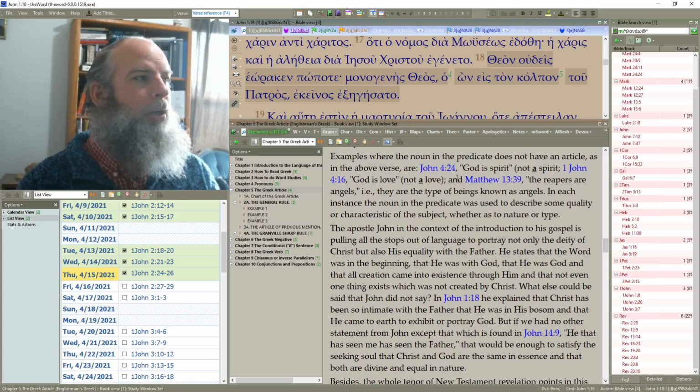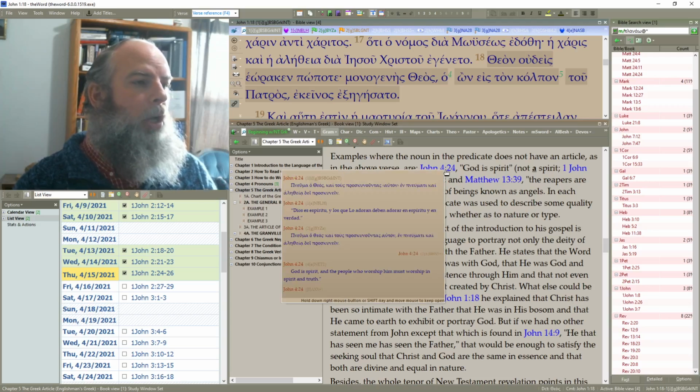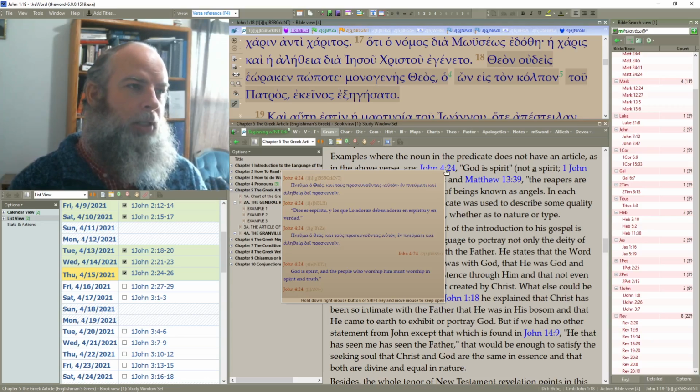Examples where the noun in the predicate does not have an article, as in the above verse, are John 4:24, "God is spirit," not "God is a spirit"; 1 John 4:16, "God is love," not "a love"; and Matthew 13:39. So let's look at that. It says this, pneuma ho theos, God is spirit. So the God is spirit. It does not say the God is a spirit.